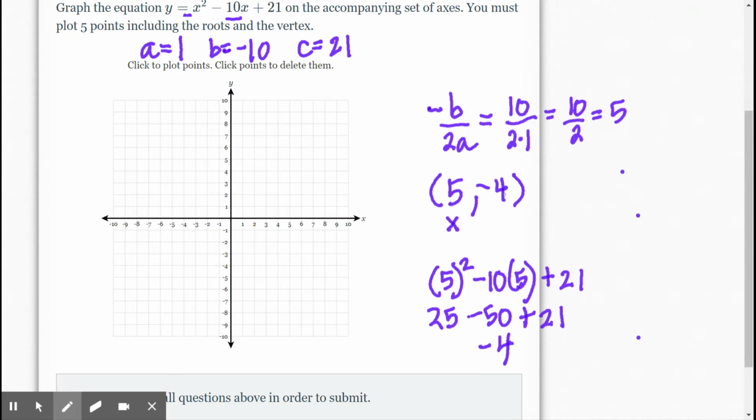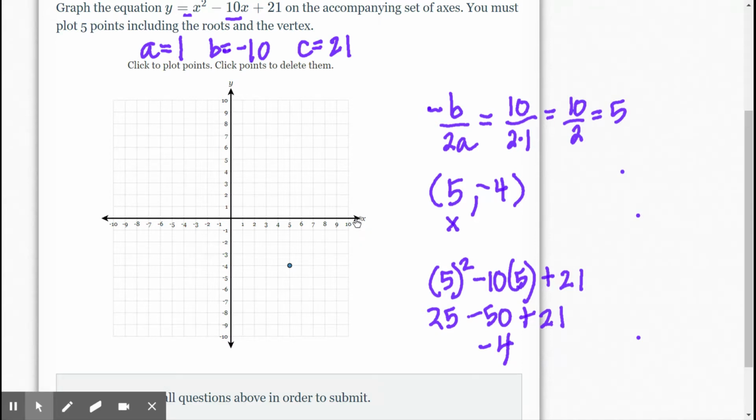All right, so now I'm going to go over here and get on the Delta. Not going to use my pen anymore. So 5, negative 4. Okay, now notice in the instructions it says you must plot 5 points including the roots and the vertex. Well, we've got the vertex, that's 1. How are we going to get the rest of the points? We're going to use our pattern. And we're also going to make sure that 2 of those points are the roots. Remember, the roots is where it crosses the x-axis.